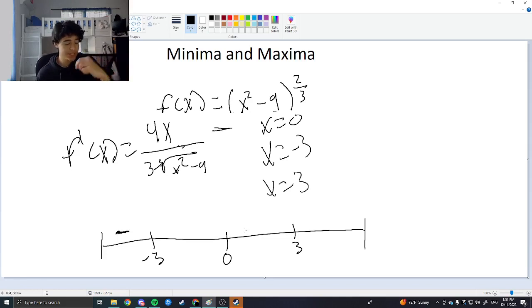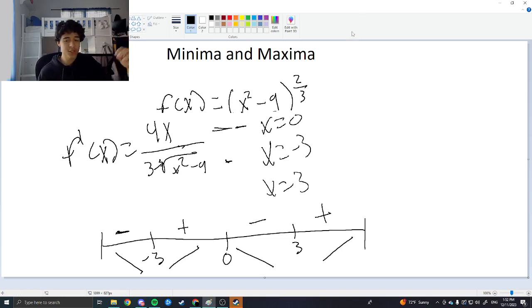In between -3 and 0, if we plug in a number that's bigger than -3 and smaller than 0, let's say -1, we'll have a negative number on top and a negative number on the bottom. So this will end up being positive. If we pick a number in between 0 and 3, let's say 1, we'll get a positive number on top, and this down here will be negative. So a positive over negative will end up being negative. And if we plug in a number greater than 3, we'll get positive on top and positive on bottom. So this will end up being positive. So we have decreasing slope before -3, increasing slope in between -3 and 0, decreasing from 0 to 3, and increasing from 3 and beyond.